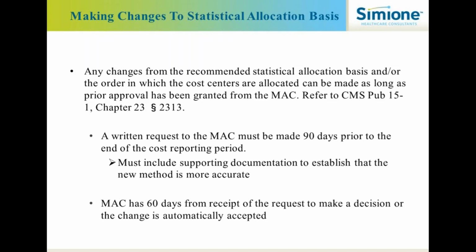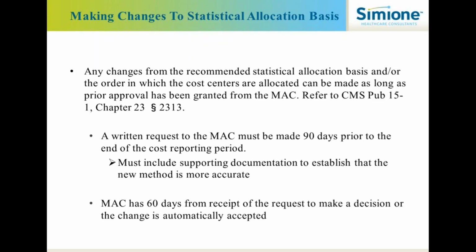And the other thing that we're seeing out there is that there's inconsistencies between the MACs as to what they are approving and denying as far as the requests being made for these changes in statistical allocations and or the changes in the order of the general service cost centers. So we are seeing inconsistencies with the MACs on these, and we hope to work with CMS and trying to get some understanding and getting the MACs to all be on the same page.